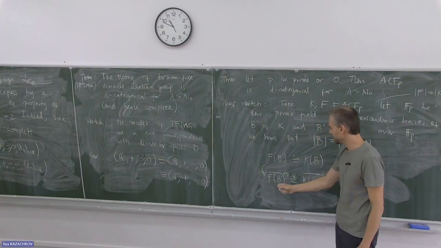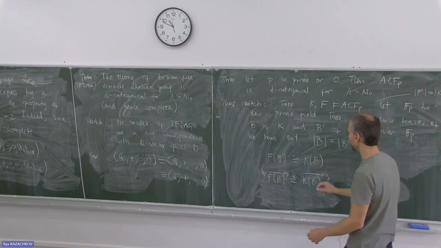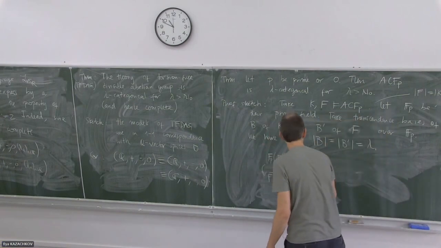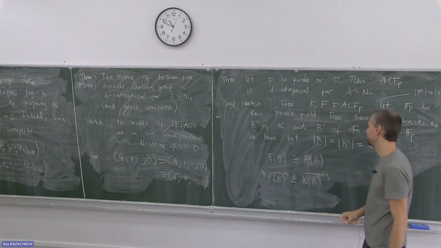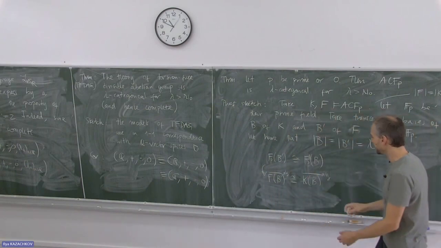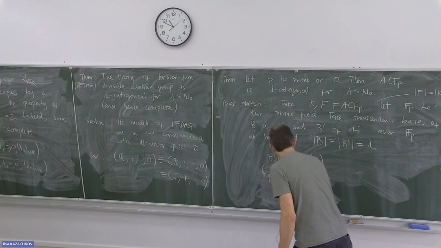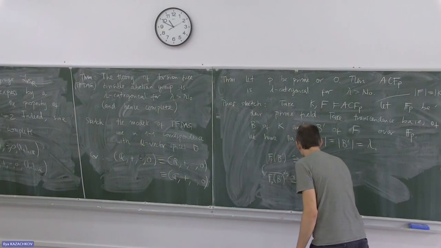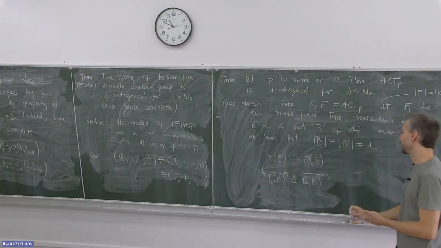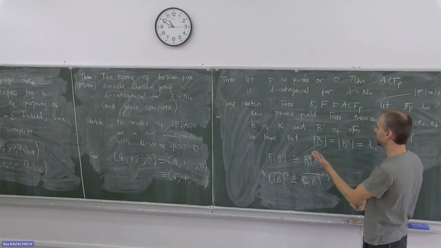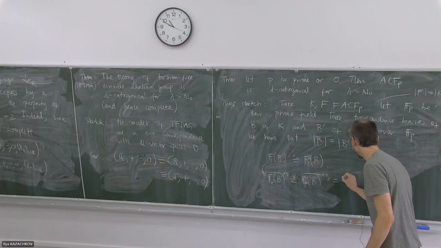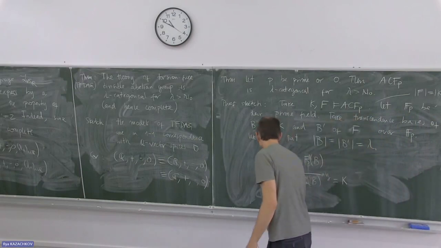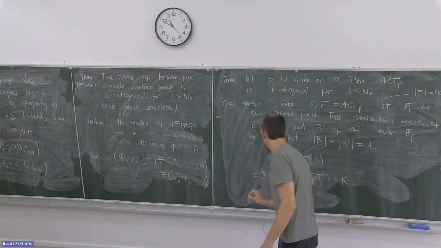But since this is FP, right? But since this is still FP, but since K was algebraically closed, this has to be K. And since F was algebraically closed, this has to be F.